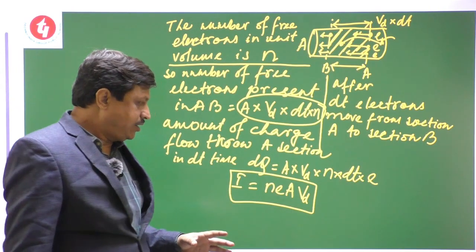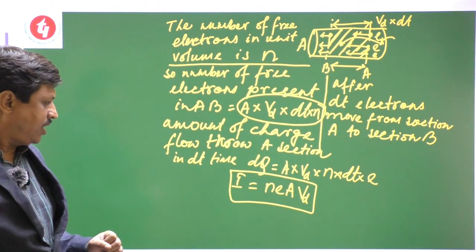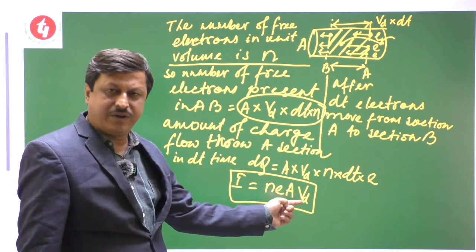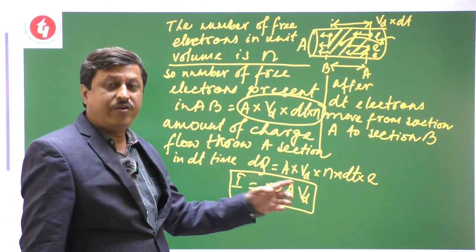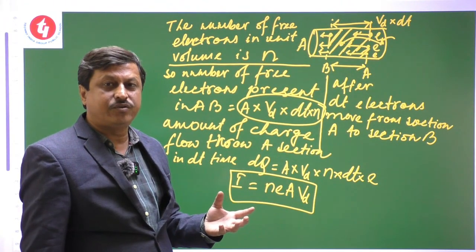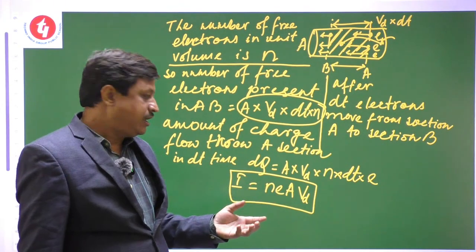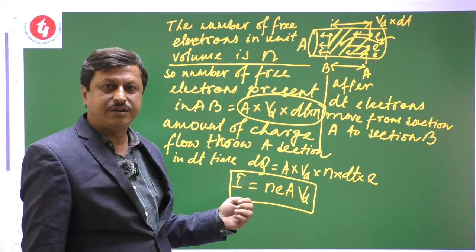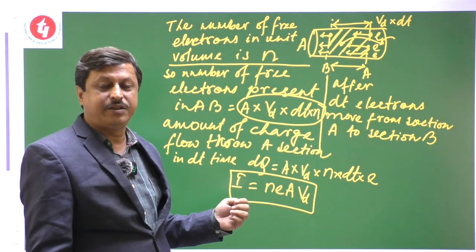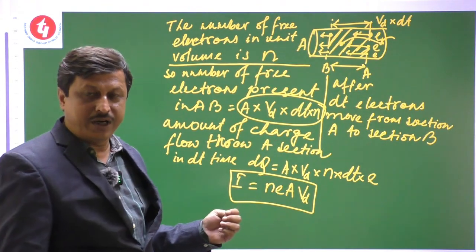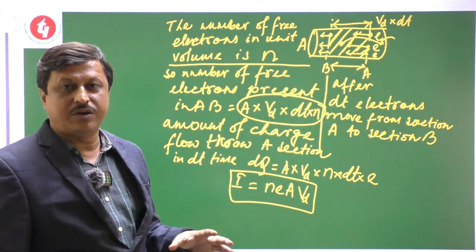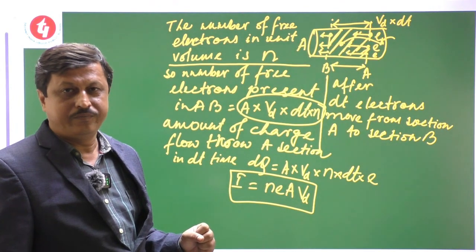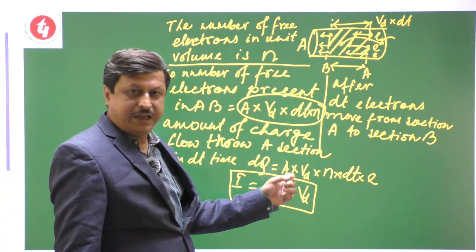Is there any relation between the current and drift velocity? If the current flowing through a conductor increases, what will be the effect on drift velocity? Nothing, because drift velocity depends only on the electric field produced in the conductor and the temperature. So I equals n e A Vd.